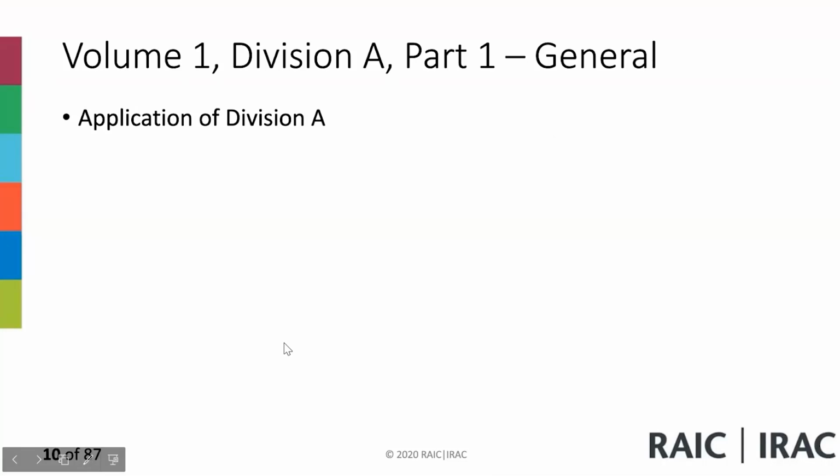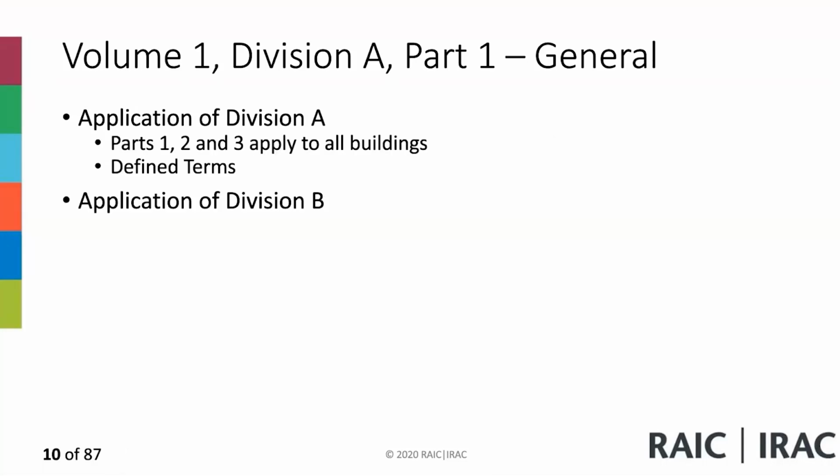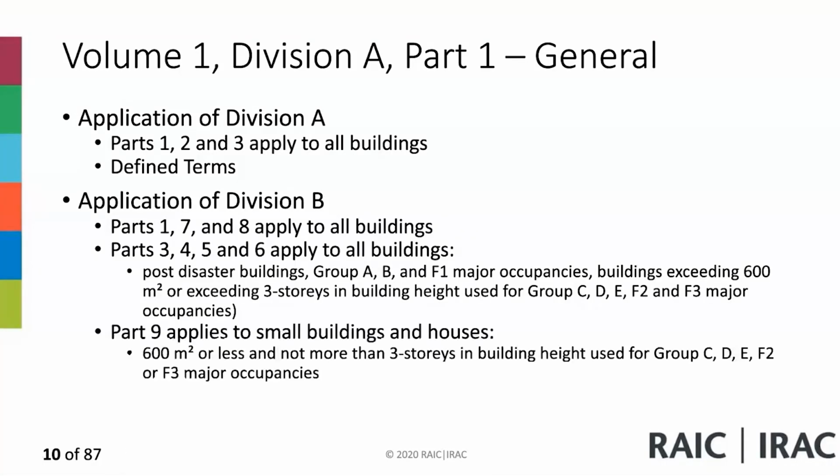Can I ask a quick question? Go ahead. Sorry. So when you were at 1.3.3.2, application of Parts 3, 4, and 5, it says building exceeding 600 square meters in building area. When you go to the building area definition on the next page, yes, it means the greatest horizontal area of a building above grade. Yes. So what if it's a 3-story building? Is this GFA building area or is this footprint building area?